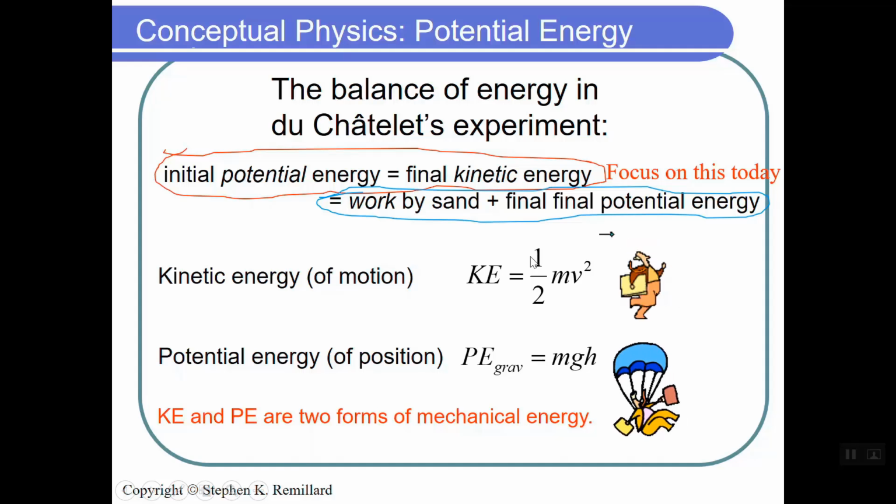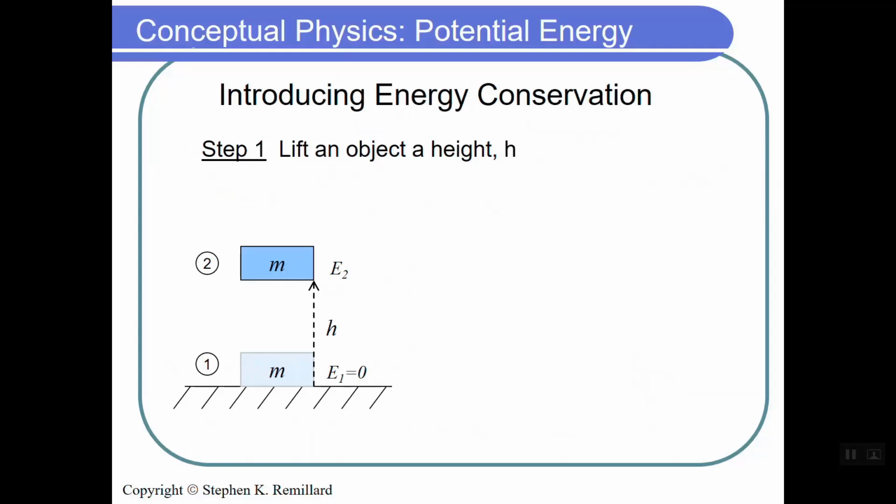Those are the two forms of mechanical energy. I might emphasize right now that work is not a form of energy. Work is a loss or gain of energy. It's taking energy in or out of the object. I'll show you how that works right now.